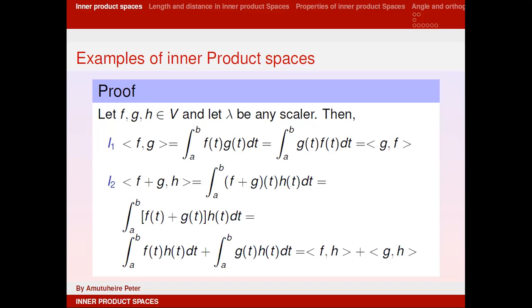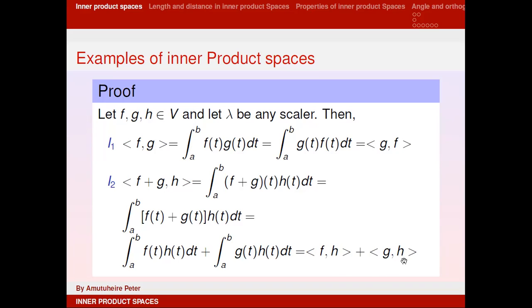Next, we check I2, the additivity property. We add f plus g, then take the inner product with h. By definition, this is the integral from a up to b of (f(t) plus g(t)) times h(t), and we can distribute h inside, so we have the integral of f(t) h(t) dt plus the integral of g(t) h(t) dt, and this gives us the sum of the inner products. So the additivity property also holds.